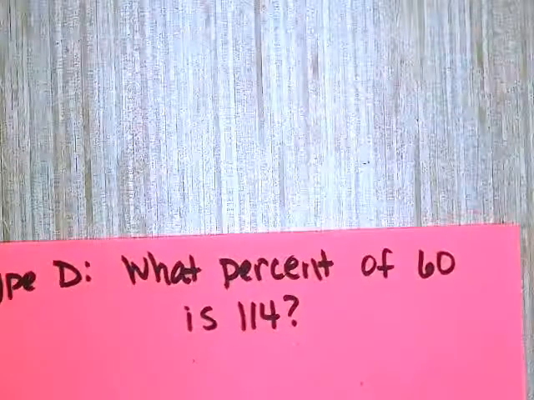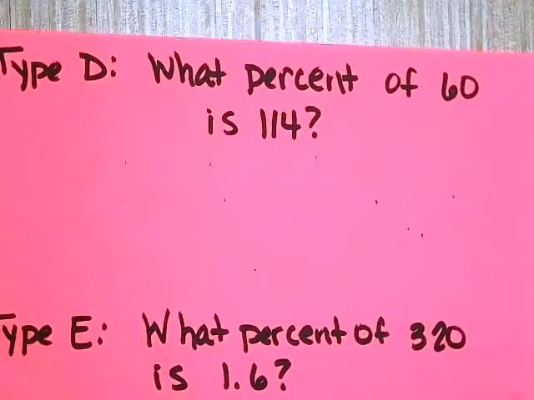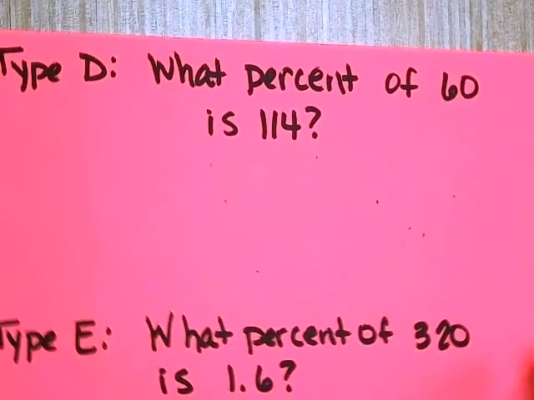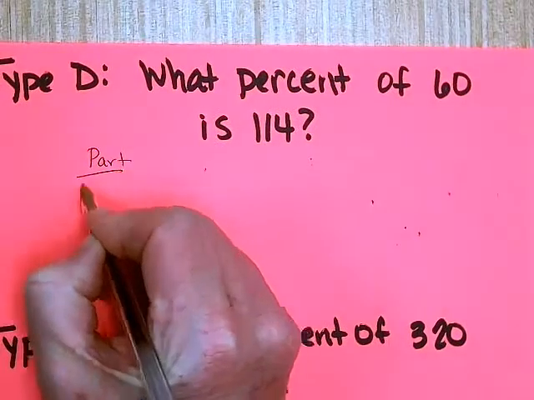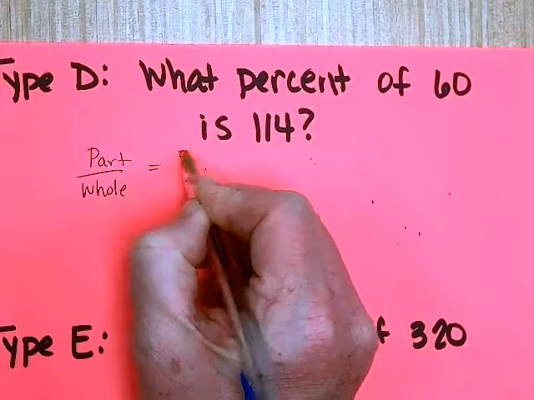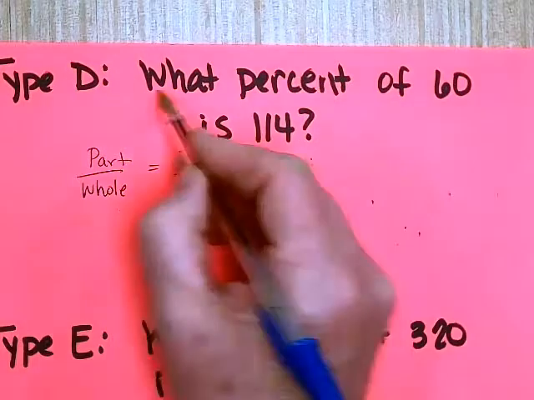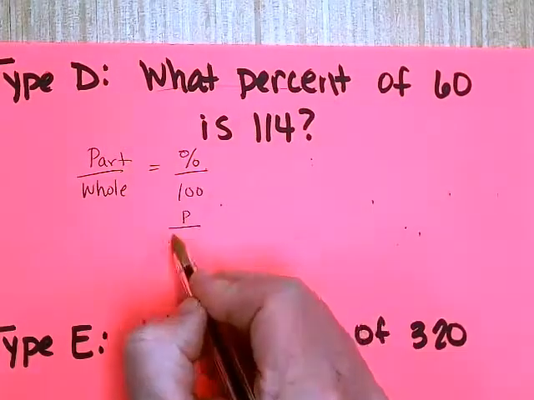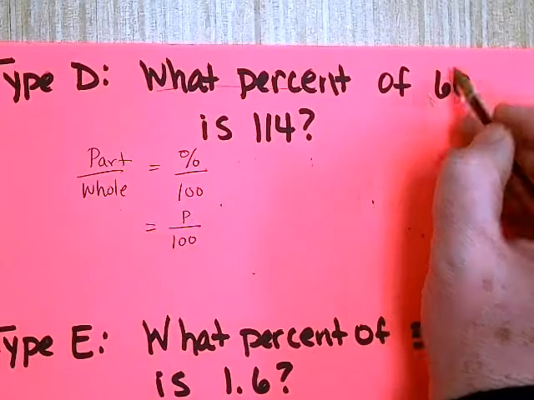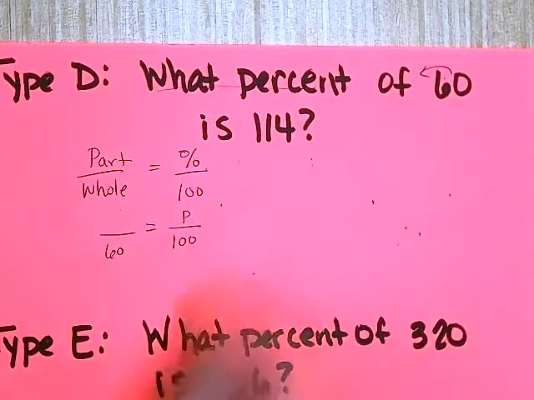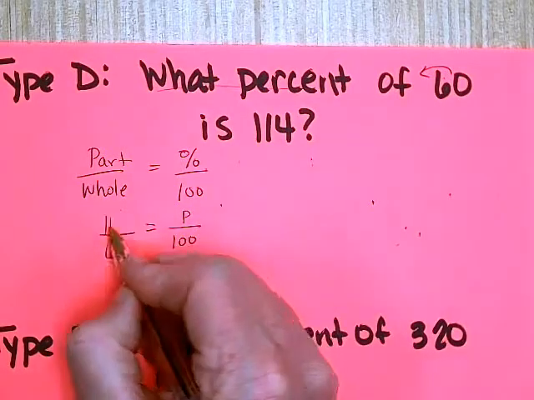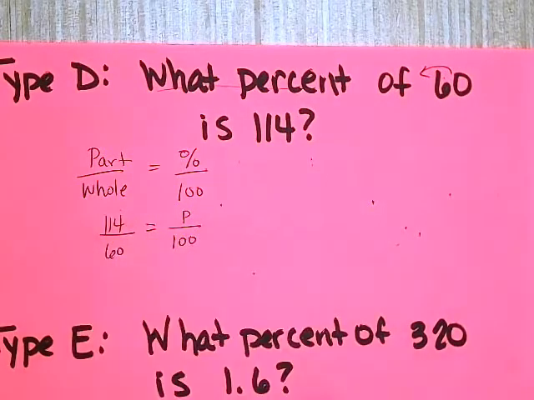Sometimes your percents are going to be bigger than 100, sometimes they're going to be smaller than 1. We're going to do a couple of examples of that. What percent of 60 is 114? Part over whole equals percent over 100. Percent's what I'm looking for this time, so it's P over 100 equals, of 60. There's my whole right there because it comes after the word of. 114 is the part. Cross multiply.